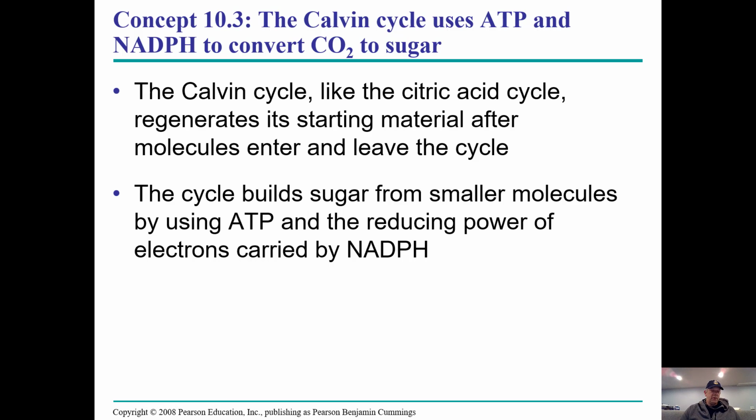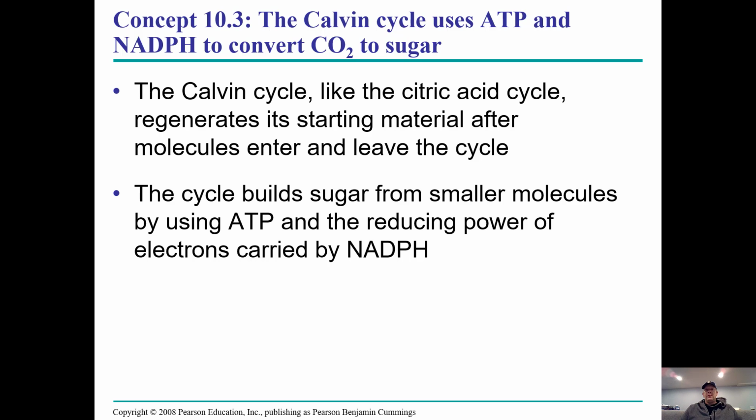Let's get down to it. We have the dark reactions to go over. Part of the dark reactions is something called the Calvin cycle. It is a cycle, so its starting point is also its ending point. We're really just going to go over the three main phases that occur in the Calvin cycle.